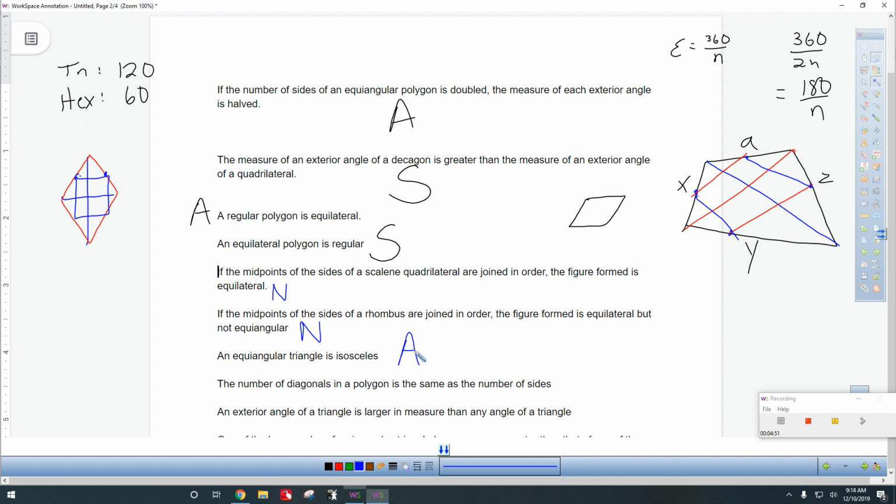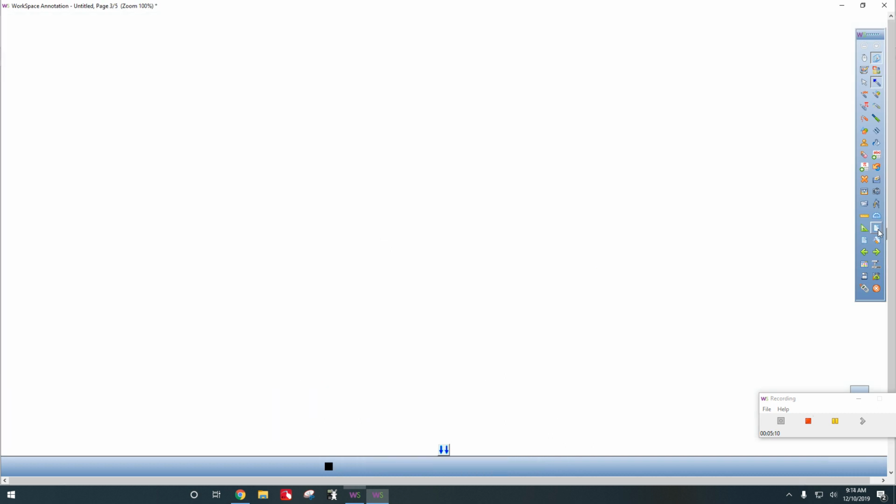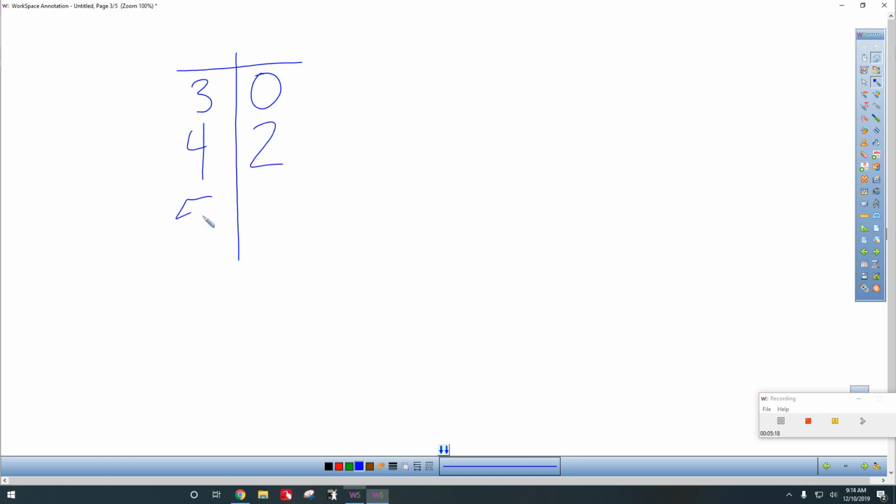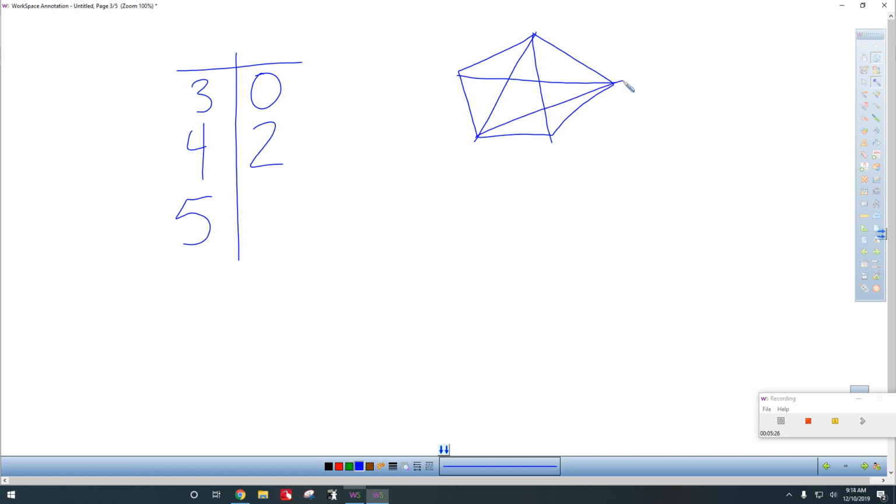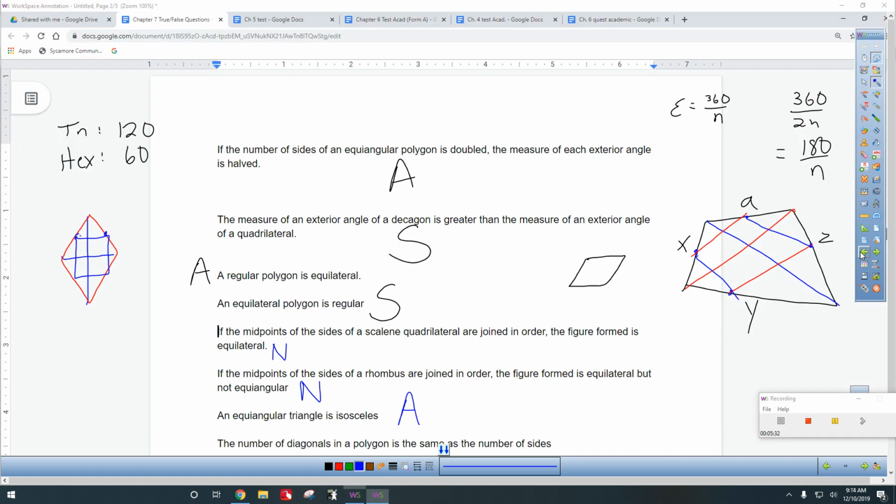Could this ever be true? I'm going to have to make a chart. A triangle has 0 diagonals. A quadrilateral has 2 diagonals. A pentagon, 1, 2, 3, 4, 5. There it is. So that's sometimes true. That one's hard.